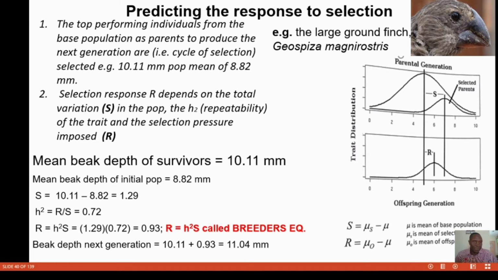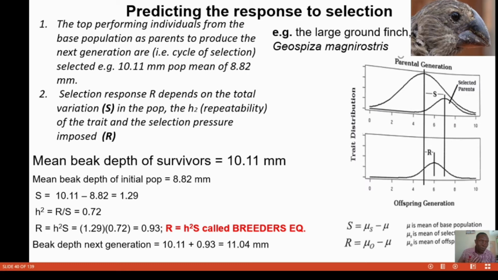So let's look at this. We have agreed that in the first instance, we have the top performing individuals from the base population as parents to produce the next generation. That's called a cycle of selection. So we had the 10.11 millimeters, and then the population mean of 8.82 millimeters.